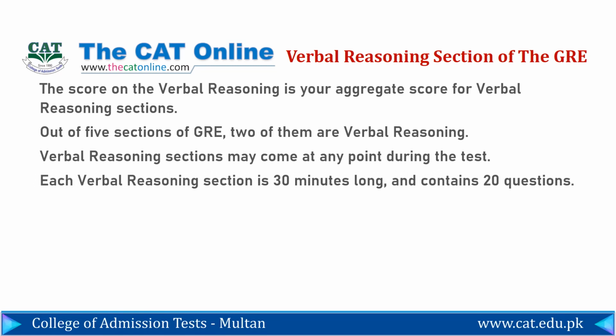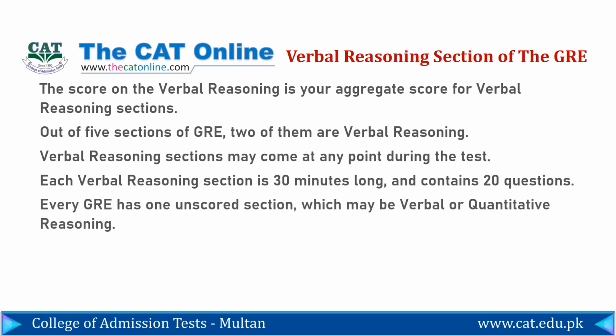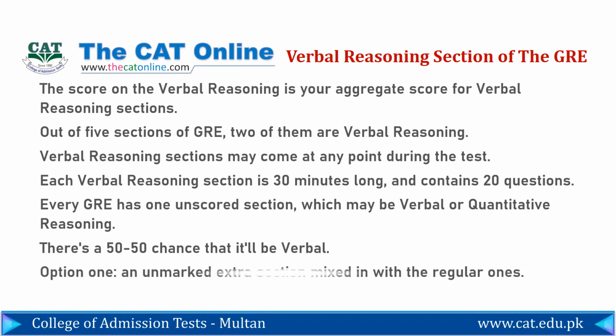On top of the 2 scored verbal reasoning sections, you may also get a third, unscored section. Every GRE has 1 unscored section, which may be verbal or quantitative reasoning. You won't know until test day which one you'll get, but there's a 50-50 chance that it'll be verbal. This will come in one of 2 forms. Option 1, an unmarked extra section mixed in with the regular ones.